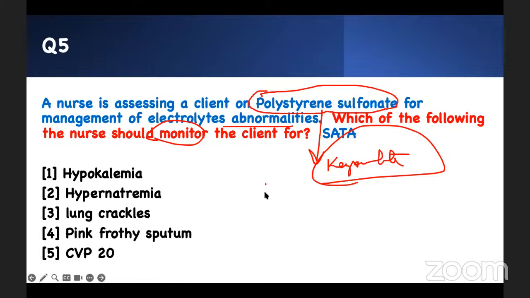It's for somebody who has hyperkalemia. You give it through the GI tract and you get rid of your what? Your potassium. You get rid of your potassium. So polystyrene sulfonate is a Kayexalate, and you get rid of your potassium.